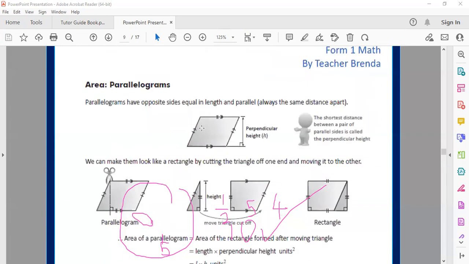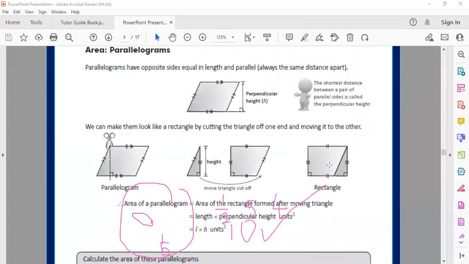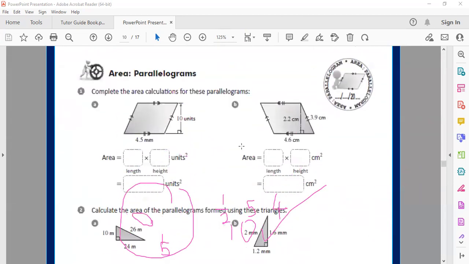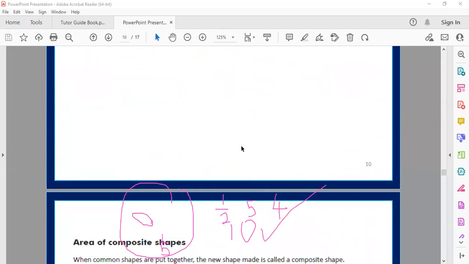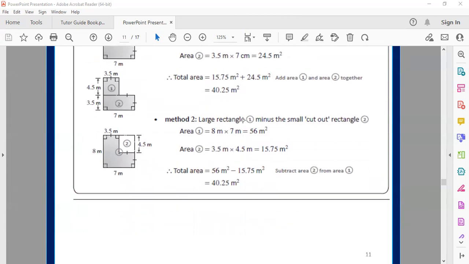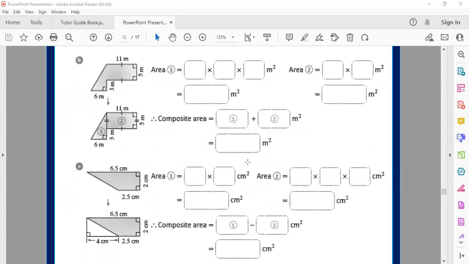Okay, you see, the next is parallelogram. Read. They'll tell you some story here. How the parallelogram is actually a rectangle. You see that? Then after that, you go to find the area. Then you go to composite shapes. Okay, try. They say add the two shapes together. Find area 1, find area 2, then add them. You try. So next week we will discuss.